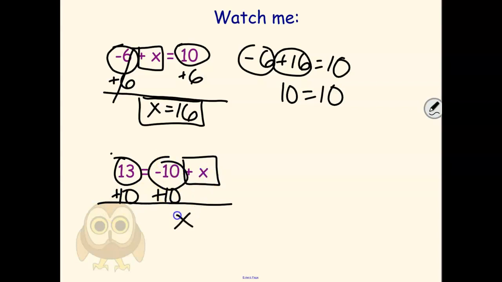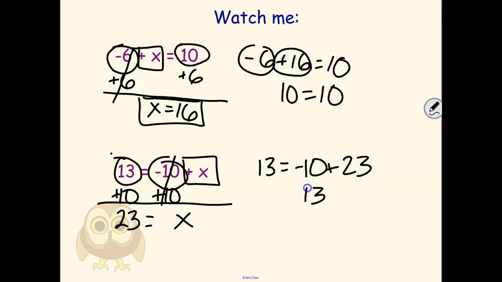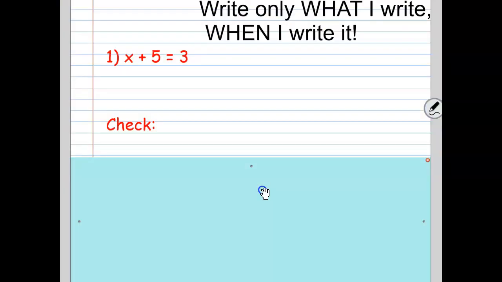I got x by itself over here. I got that canceling it out. I'm going to put my equal sign back, and 13 plus 10 is 23. And then I can do my check by plugging in that answer of 23 instead of x. And when I see, okay, different signs, I subtract them, I'm going to get 13. Hey, lo and behold, 13 equals 13. I did it correctly.